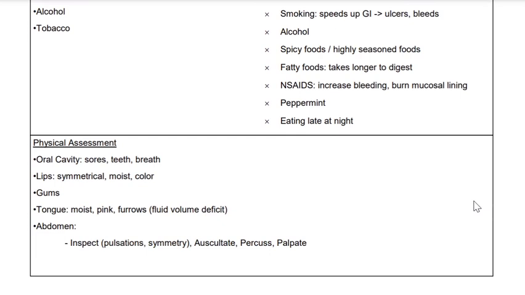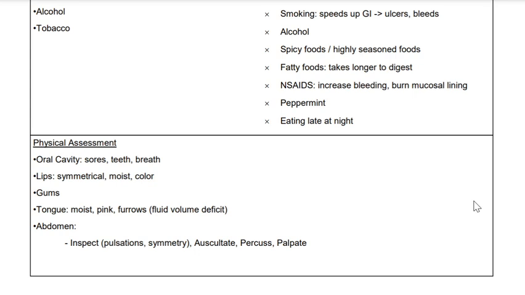Physical assessment. If you get a patient in, we've got to look at what's going on in their oral cavity, right? Because remember, I said the GI tract starts from the mouth and goes all the way down through the anus. Look for sores, their teeth, their breath. If they have dentures, that could cause a GI problem, because maybe they're not chewing correctly, or maybe we just want to look and see what's going on. Are the lips symmetrical, moist, and normal in color? What do their gums look like? What does their tongue look like? What does their abdomen look like?